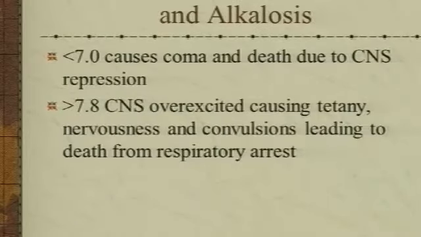Physiological effects of acidosis and alkalosis. A pH less than 7 can cause coma and death due to central nervous system repression. Greater than 7.8 is overexcitement of the central nervous system.